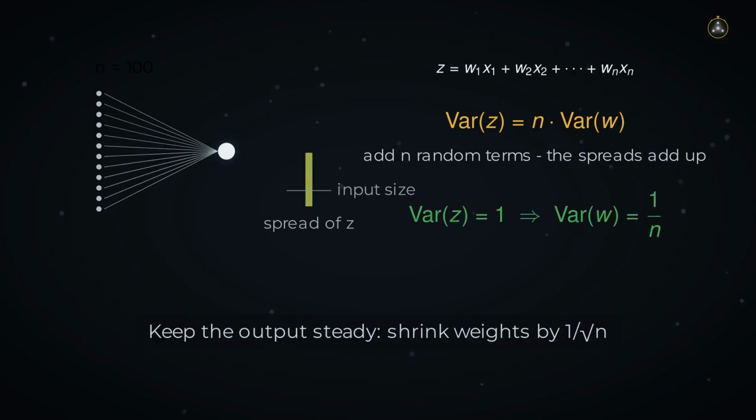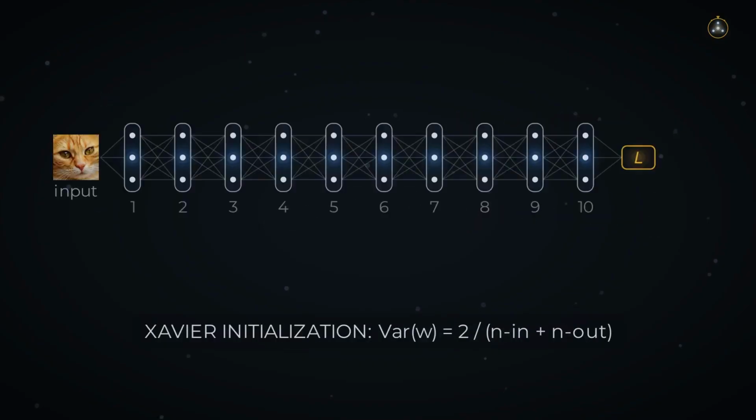So set the variance of each weight to 1 over n. Watch the bar drop back to the input line. A bigger layer just means smaller weights, and the signal keeps its size, layer after layer. One question is left. Which n?